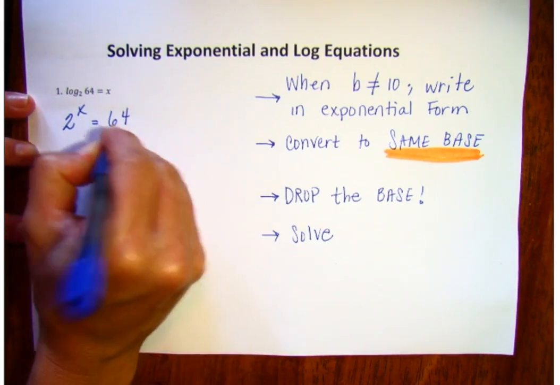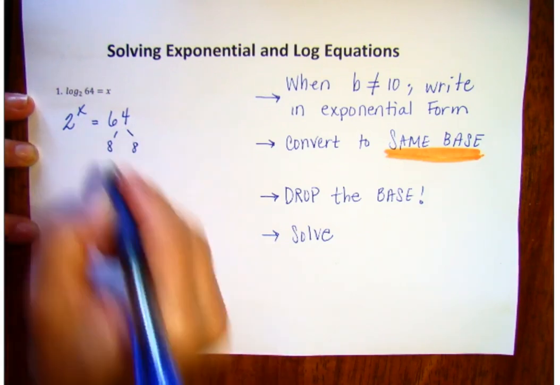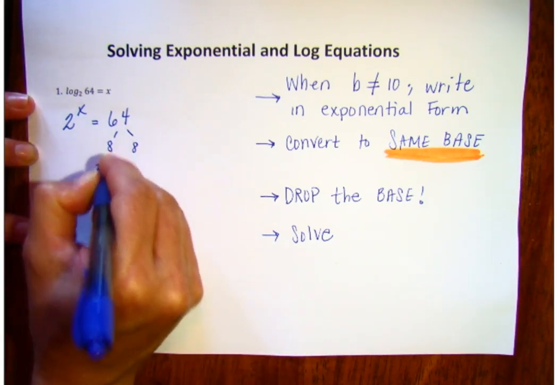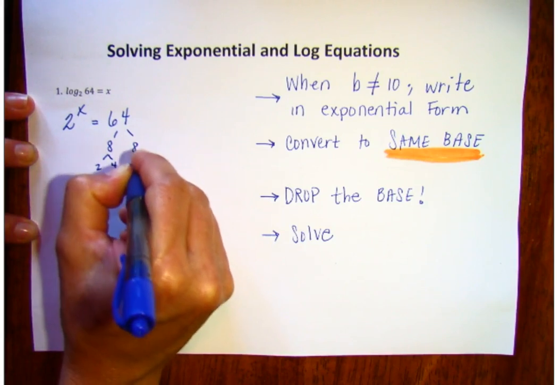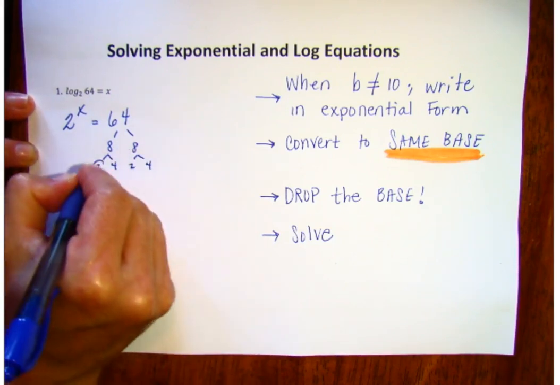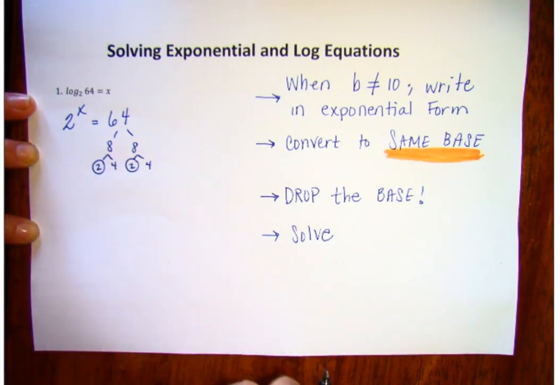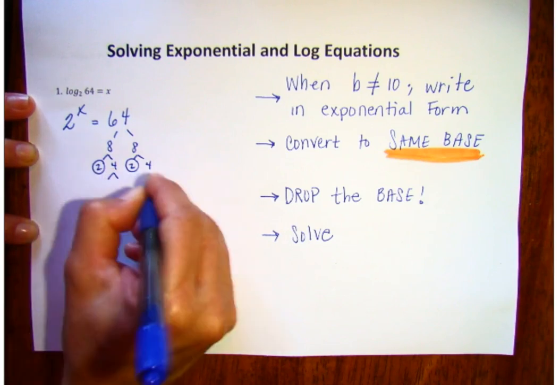I know that 64 is 8 times 8. These 8s can certainly keep going. This is a 2 times a 4. That's a 2 times a 4. 2s are starting to pop up now, which is what we want. I'm going to circle these. The 4s can keep going to 2 times 2.